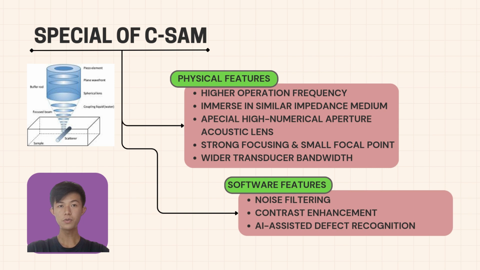In addition to hardware improvements, modern CSAM systems include advanced software. These tools help with noise filtering and contrast enhancement. Recently, artificial intelligence has also been integrated to improve defect recognition and analysis accuracy.